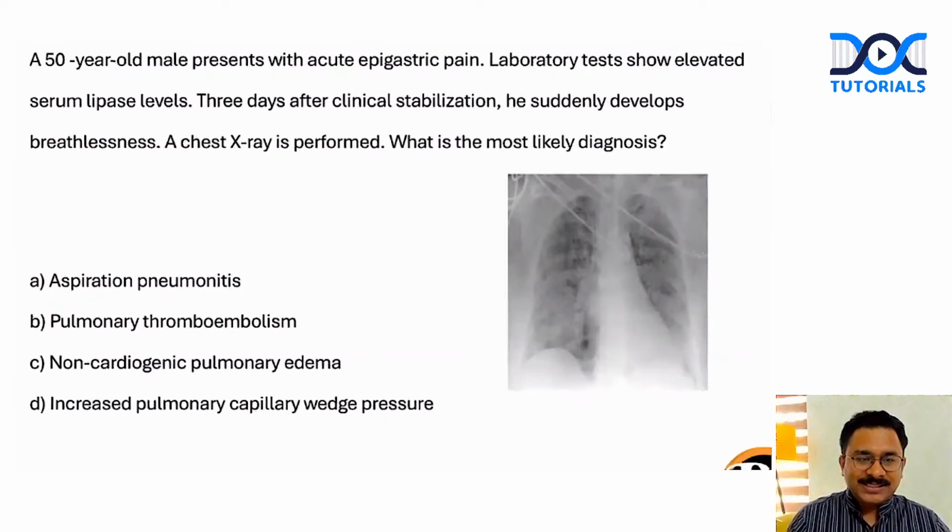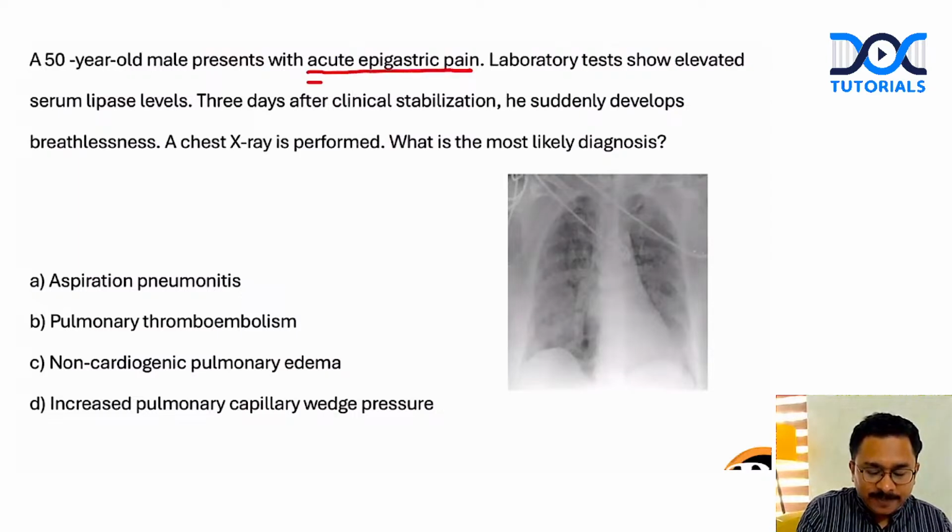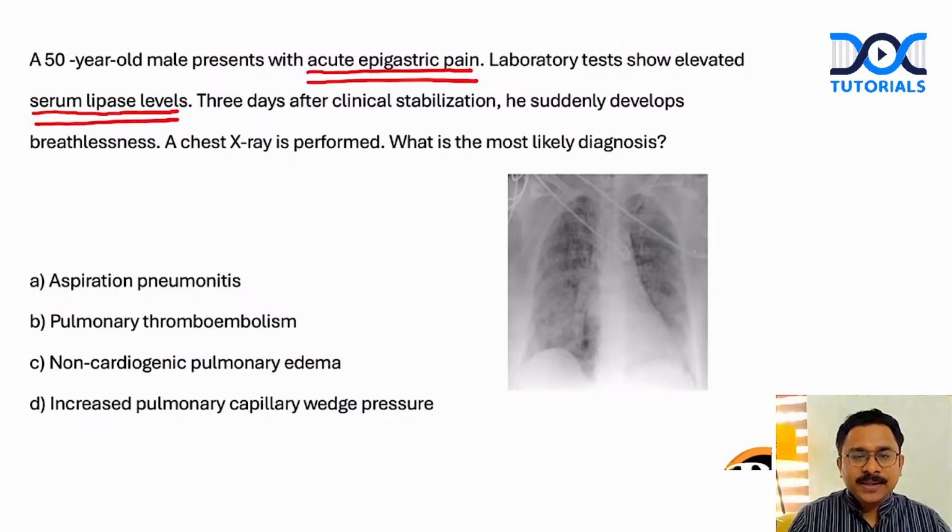Coming to the next question. A 50-year-old male presents with an acute epigastric pain. So he's coming to the emergency department probably with an acute epigastric pain, and the laboratory tests show elevated serum lipase level. Now this is a relatively specific marker for pancreatitis. Three days after clinical stabilization, he develops breathlessness. Now, in a patient with pancreatitis who develops a sudden onset breathlessness, what will you think about?